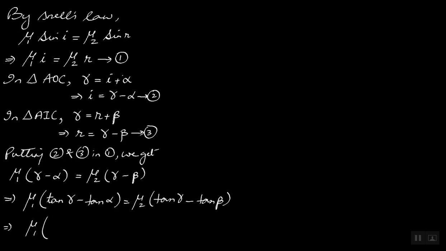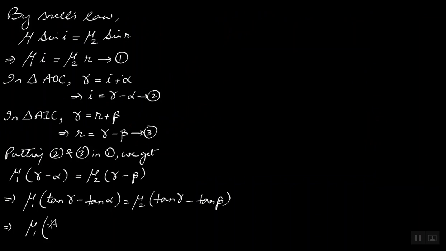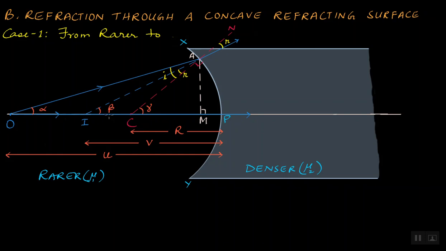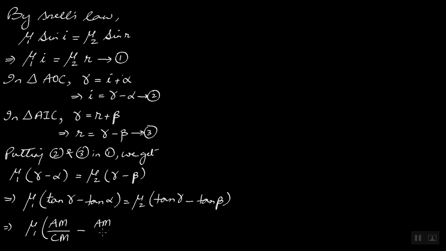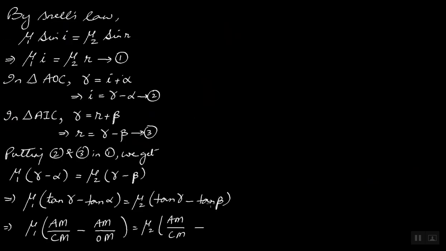All right, now look at the diagram once again. What is tan gamma? Tan gamma, this angle here, would be perpendicular by base. That means AM by CM, minus tan alpha. Alpha is here, AM by MO, AM by OM. Okay, so again tan gamma here will be AM by CM, minus tan beta. Beta is here, AM by IM.